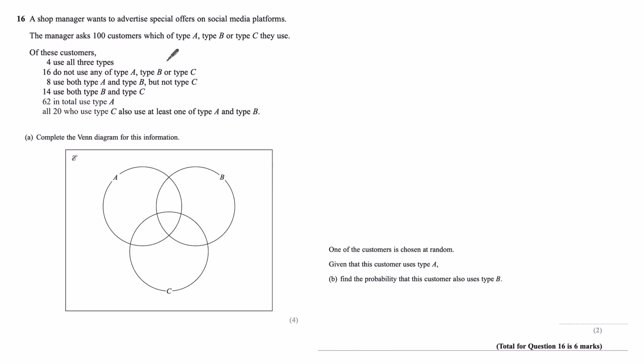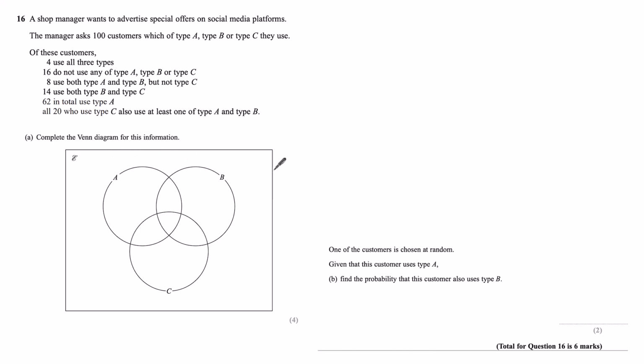Question 16. A shop manager wants to advertise special offers on social media platforms. The manager asks 100 customers which of type A, type B or type C they use. Of these customers, 4 use all 3 types, 16 do not use any of type A, B or C, 8 use type A and type B but not type C, 14 use both type B and type C, 62 in total use type A, and all 20 who use type C also use at least one of type A and type B. Complete the Venn diagram for this information.